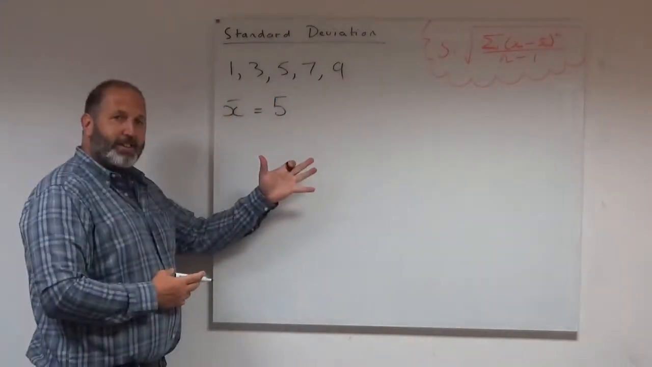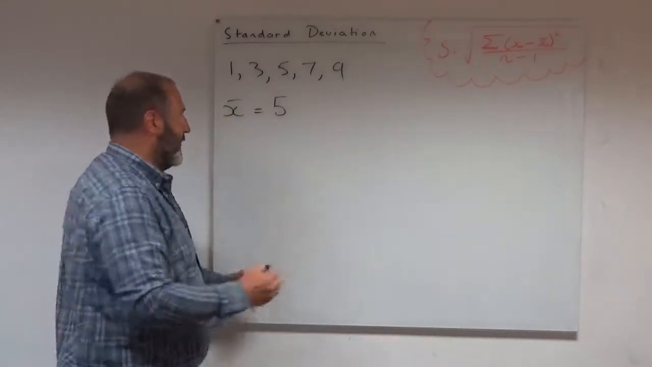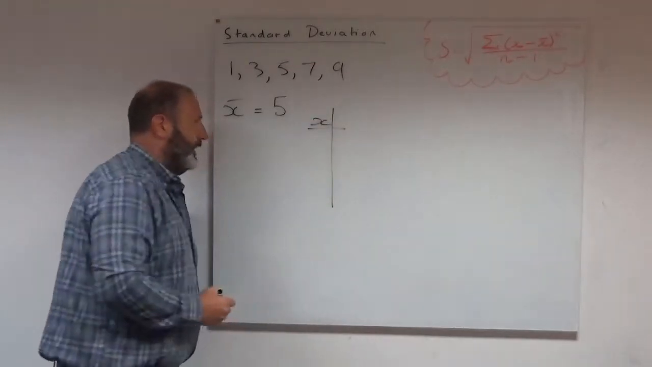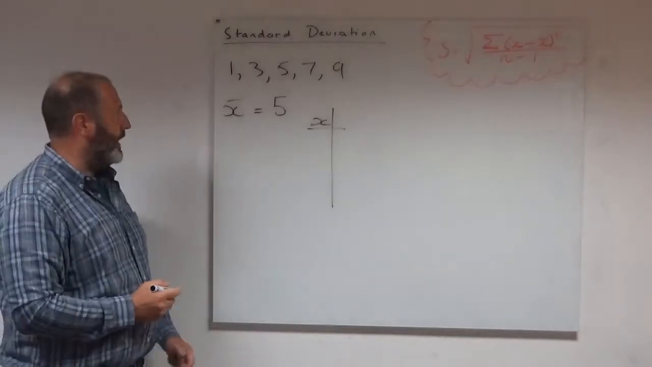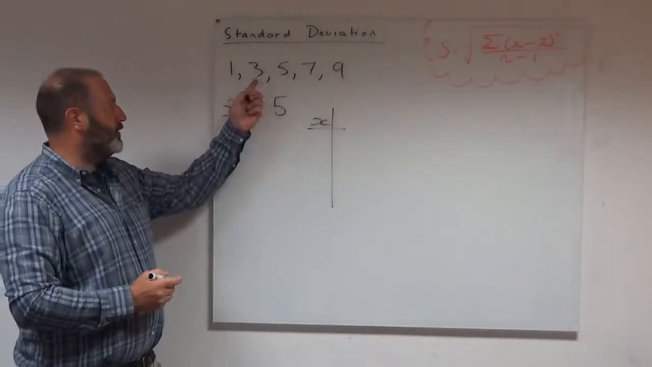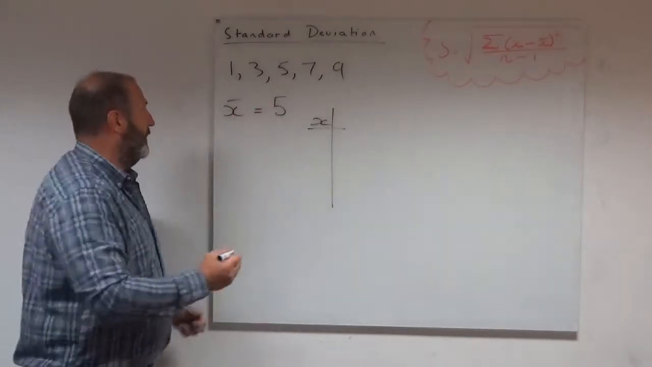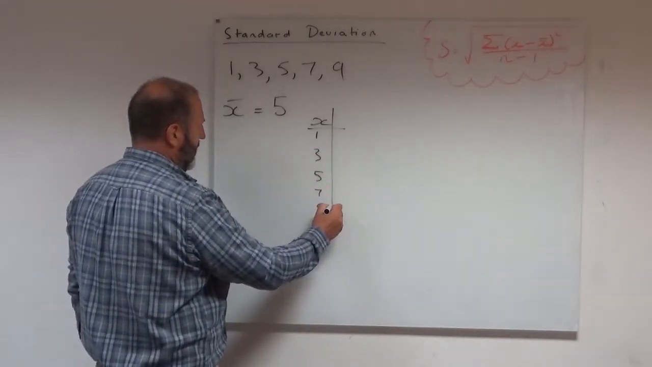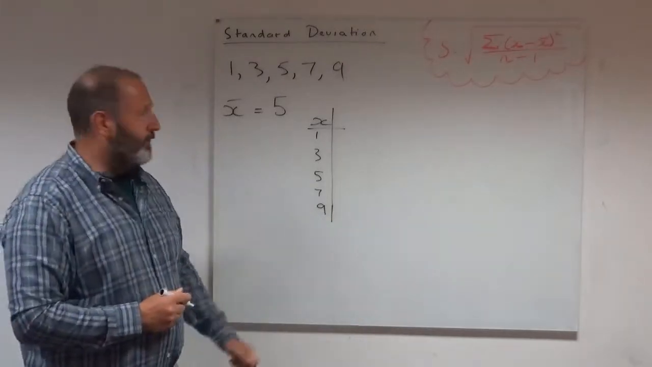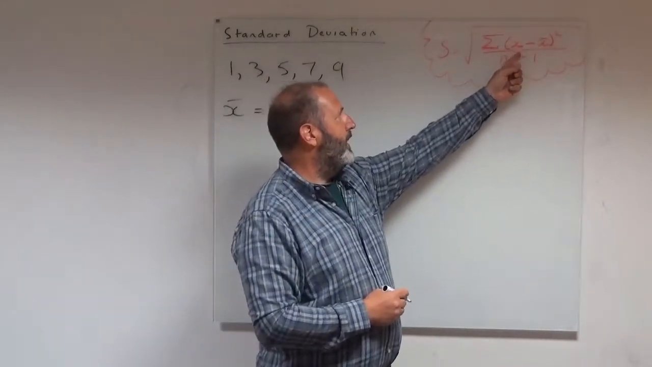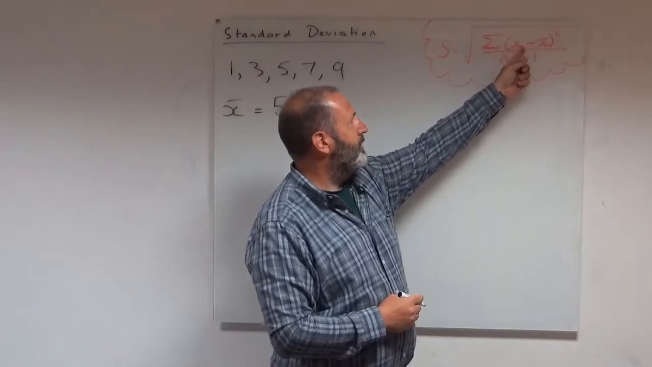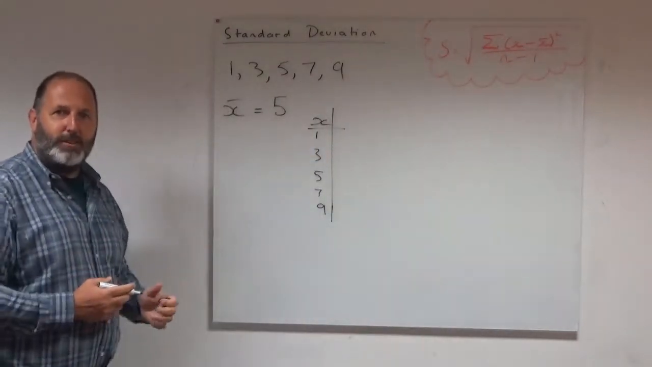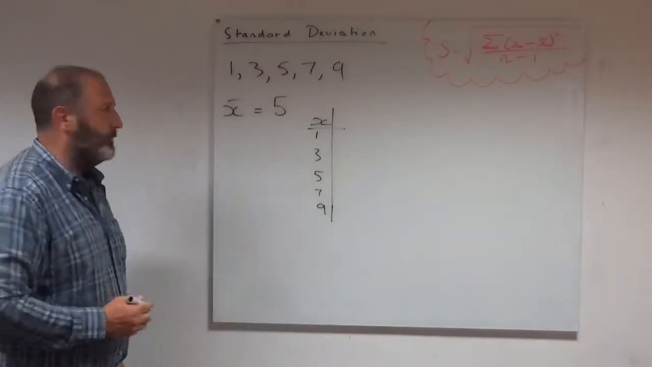What I want to do to make this easier to see what's going on is create a table. So I'm going to have some headings, if you like, and I'm going to have x, where x is just my number. So x1 would be the first number, and x2 would be the second number, and so on. So I have 1, 3, 5, 7, and 9. And if I look in my red formula here, I now need to do each of the individual x's, take away the mean. I'm looking for the differences, how far away all these numbers are from the average.